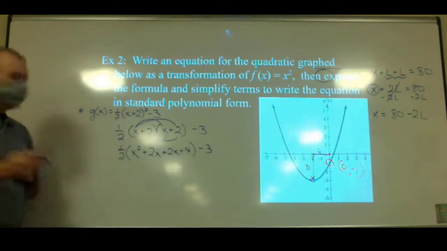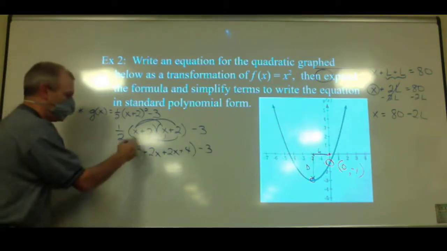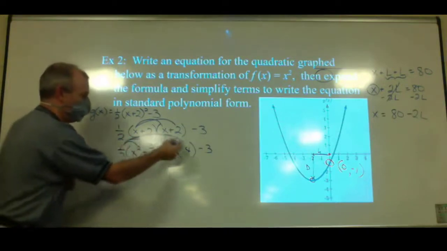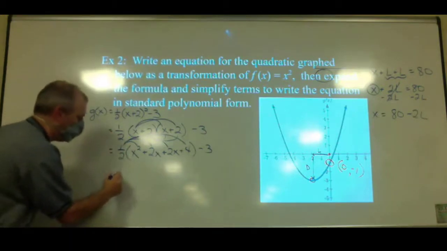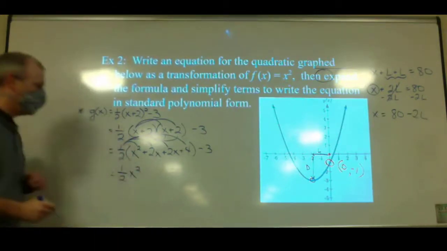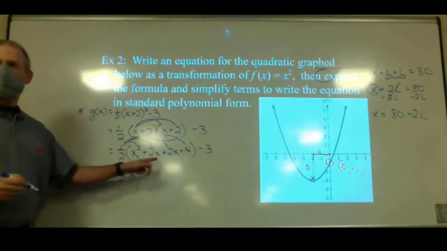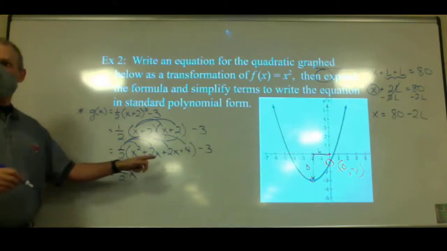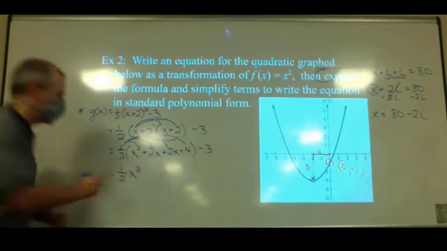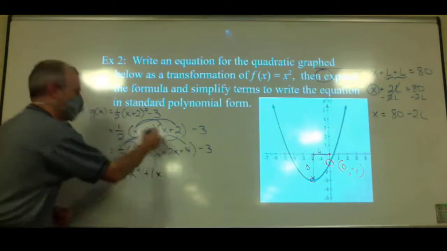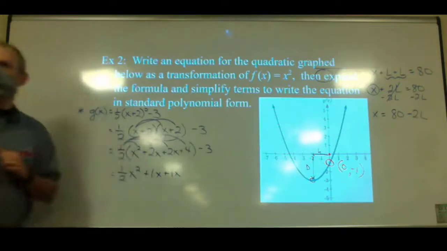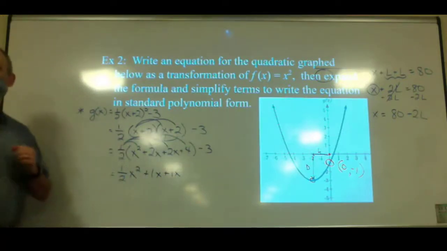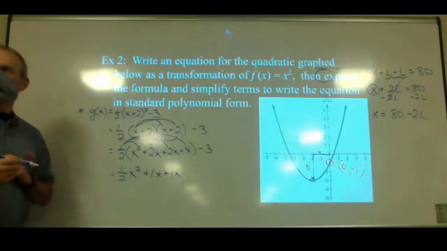Okay. Then we want to distribute this 1/2 to each thing in here. And some of them are easy and some of them are not quite so easy. So 1/2 times x squared is just 1/2 x squared. What's 1/2 times 2x? What's half of 2? 1. So plus 1x. And then we do the same thing again, right? 1/2 times 2 again. And then what's 1/2 times 4? Which just means what's half of 4? 2.